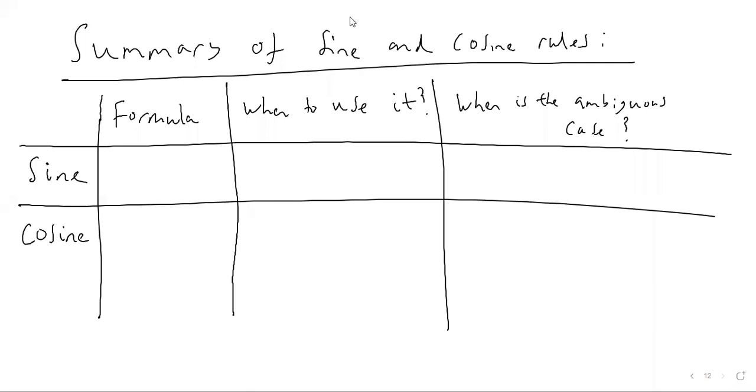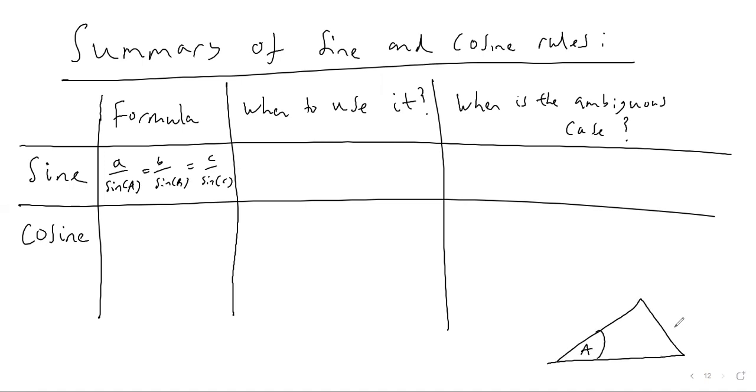Hello, so in today's video, we're just going to do a complete summary of the sine and the cosine rules. The formula for the sine rule is a over sine A equals b over sine B equals c over sine C. Remember, this is when you have a triangle like this.